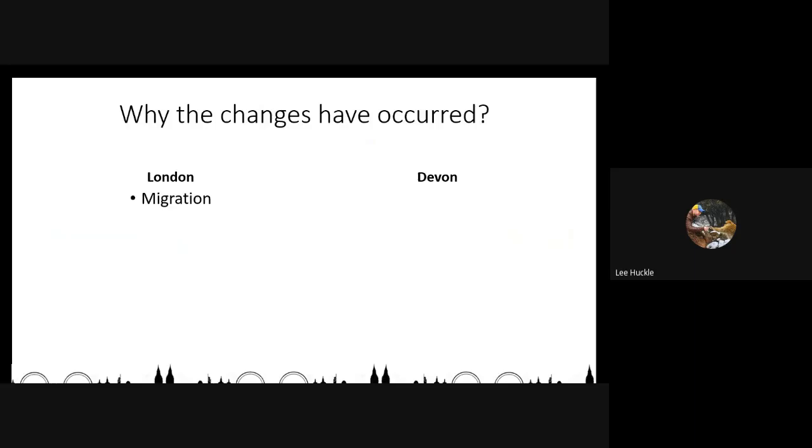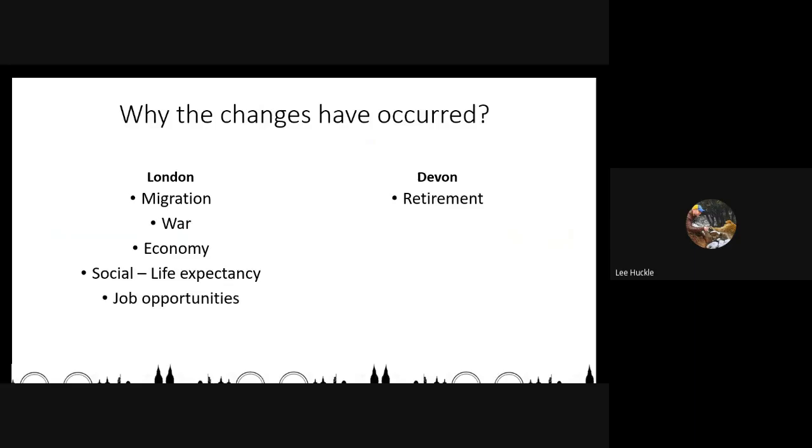And it came down to these major factors. So London and the Tower Hamlets, the changes that you'd have explored were firstly a result of migration, of historical war in London, the changing economy of London and the size of the economy, the number of jobs available, and looking at the social aspect, looking at life expectancy of people living in cities, and then job opportunities.